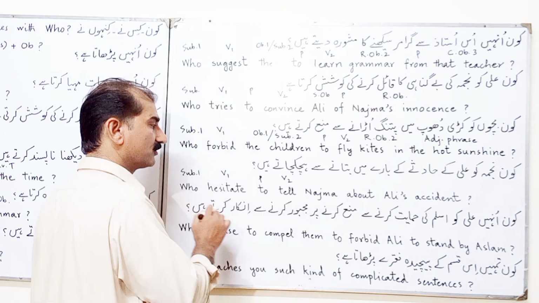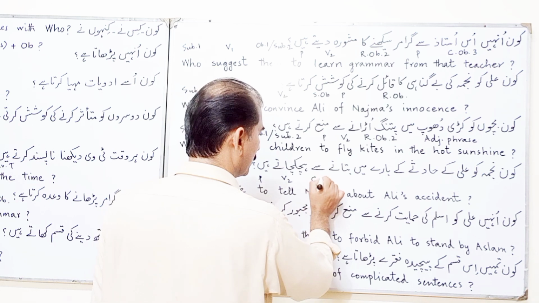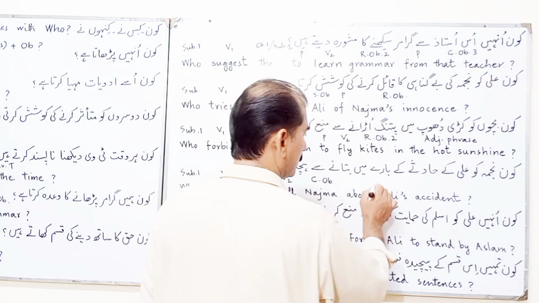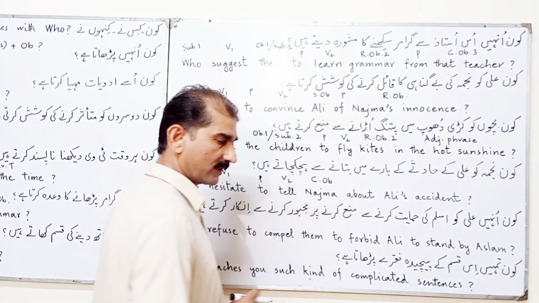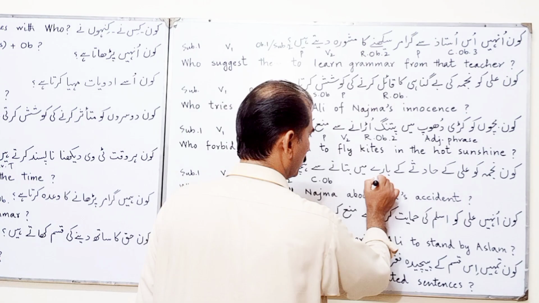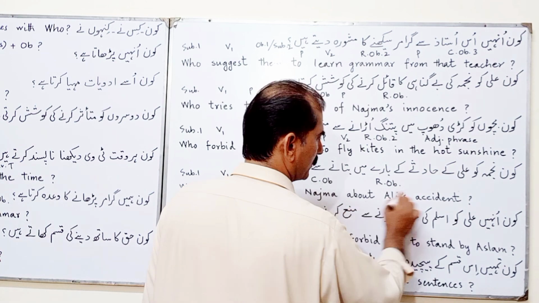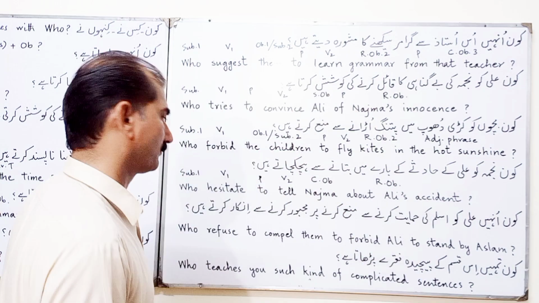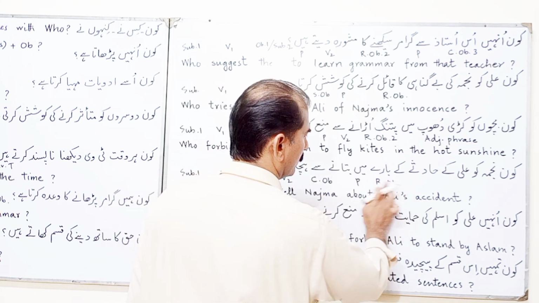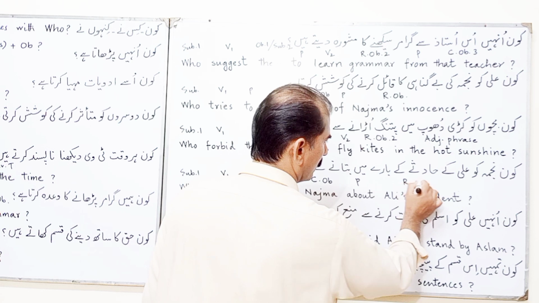Simultaneously used by the same subject one. Najma here is our casual object. About Ali's accident, it is also termed as an adjacent object or the real object. We will term it the real object for convenience. About here serves as a preposition and Ali's accident we can term as a real object.